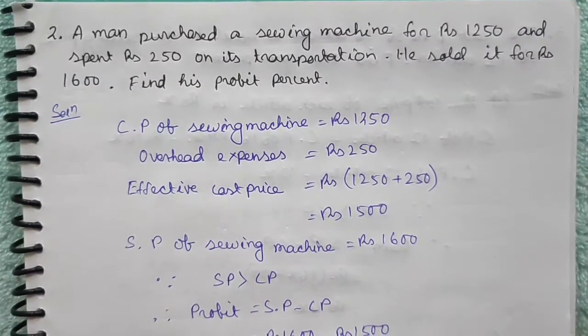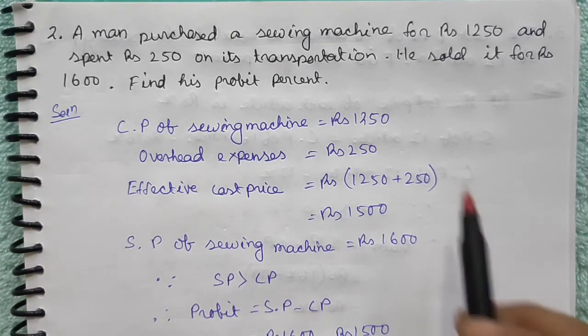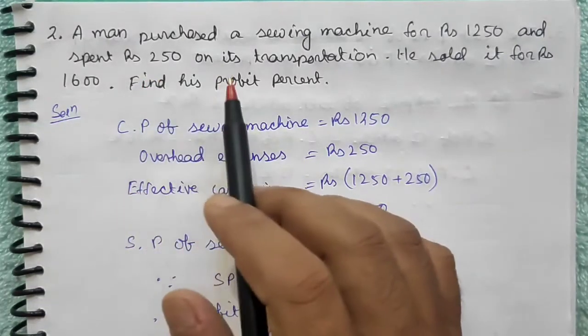So here the second question is: a man purchased a sewing machine for rupees 1250. Okay, sewing machine means what? The machine which you see in the trailer. Okay, and spent rupees 250 on its transportation.